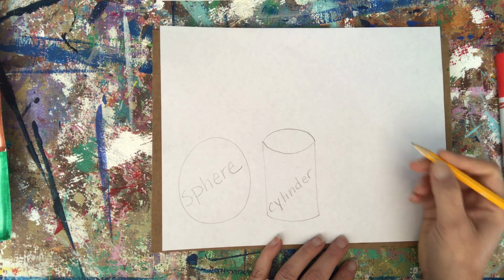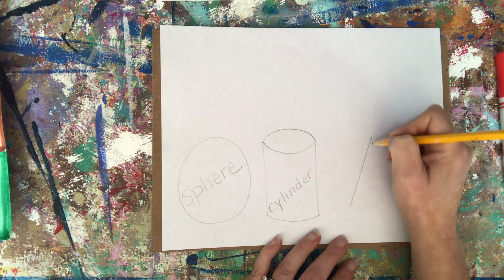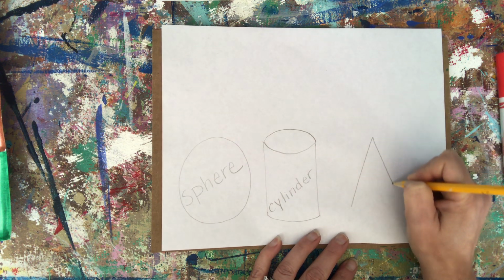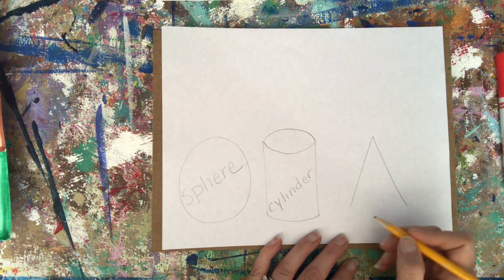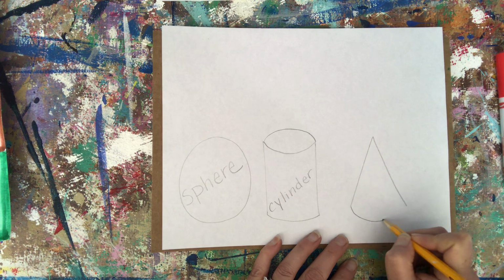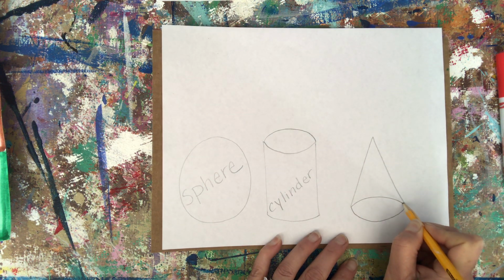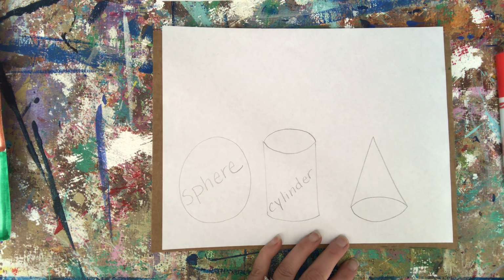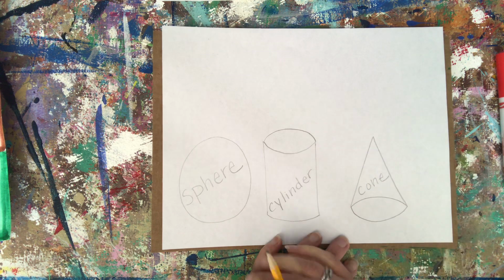And then let's draw a cone. Cone, easy peasy. It's going to start out looking like a triangle or an upside down V. Then I'm going to close it with an ellipse. You know what an ellipse is. Curved line on bottom and curved line on top. There we go. And this is our cone.